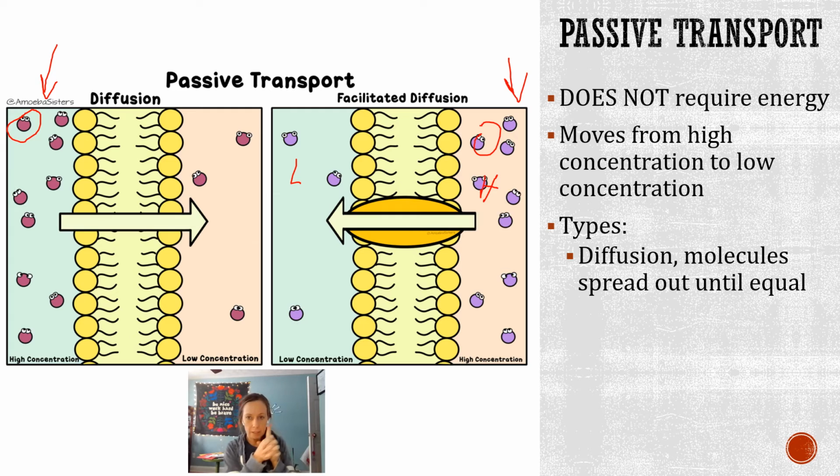So the first one is diffusion. Diffusion is when molecules spread out on their own just because molecules bounce against each other. So over here, we have a picture of diffusion, and that's things diffusing through a cell membrane.